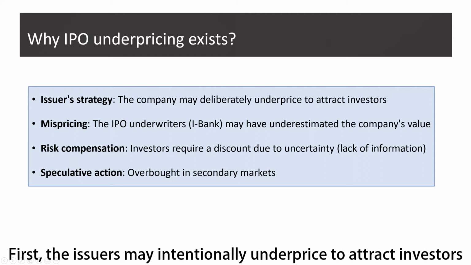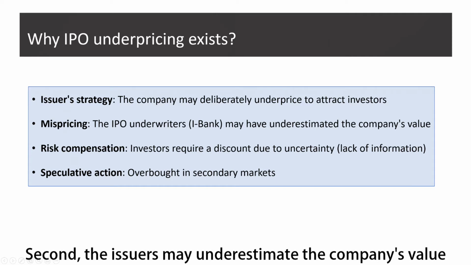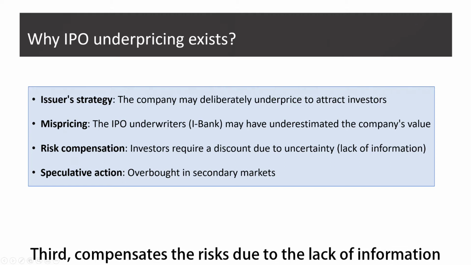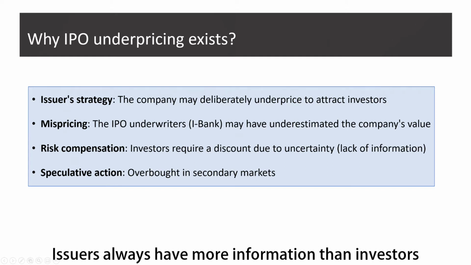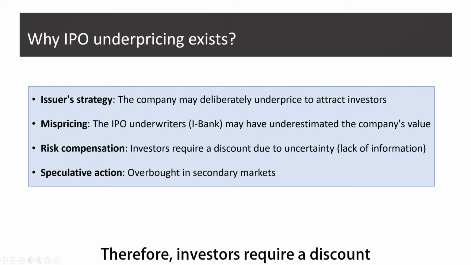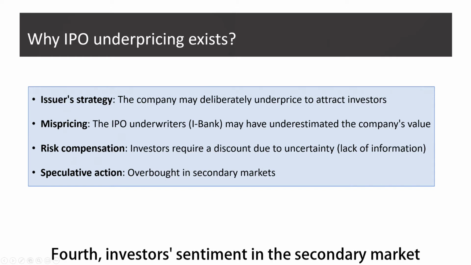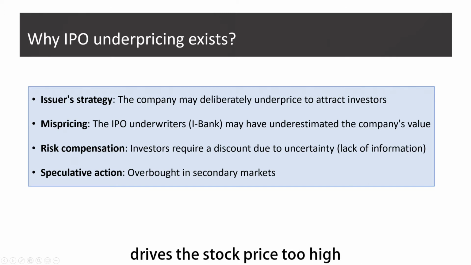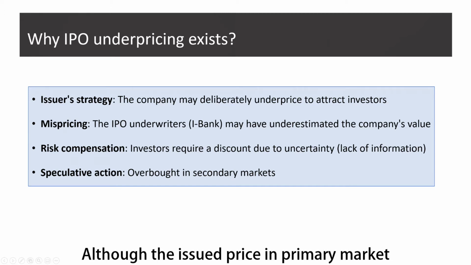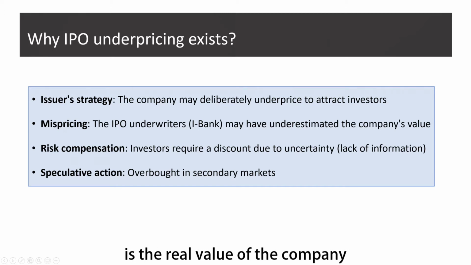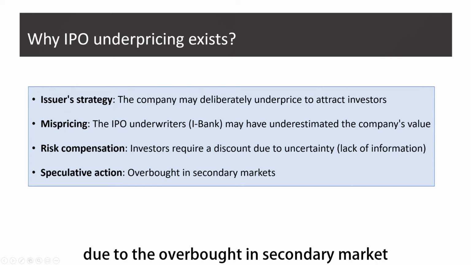First, the issuers may intentionally underprice to attract investors. Second, the issuers may underestimate the company value. Third, it compensates the risk due to the lack of information. Issuers always have more information than investors. Therefore, investors require a discount. Fourth, investor sentiment in the secondary market drives the stock price too high. Although the issue price in the primary market is the real value of the company, the IPO underpricing still exists due to the overbought in the secondary market.